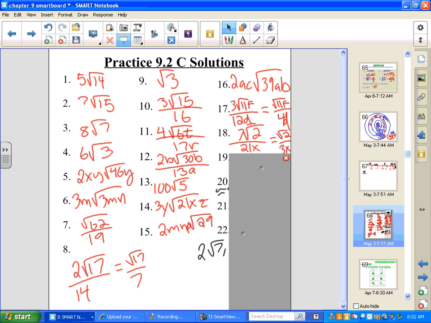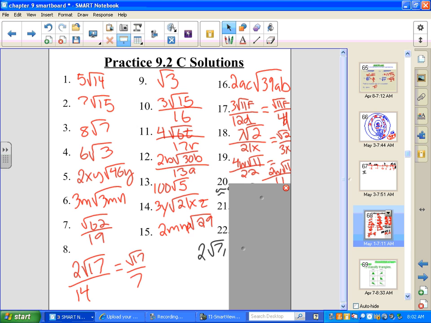Okay, 19 is 2 square root of 11 over 11. If you didn't simplify 19, it's 4 square root of 11 over 22. 20 is about 9 seconds. 21 is about 6 miles.